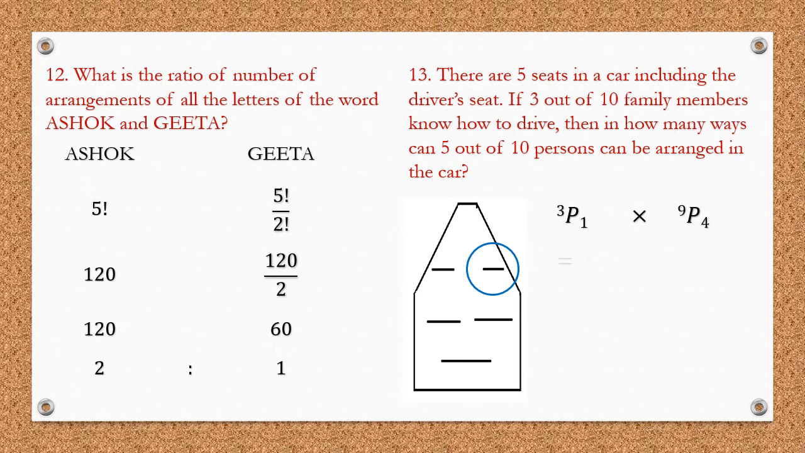So 3p1 is just 3 while 9p4 is starting from 9 ending at 4 values. So 9 into 8 into 7 into 6. And when you multiply all these values, you get 9072. So the answer for this question is 9072. Okay, so use your logic whenever you are solving the permutation kind of questions.